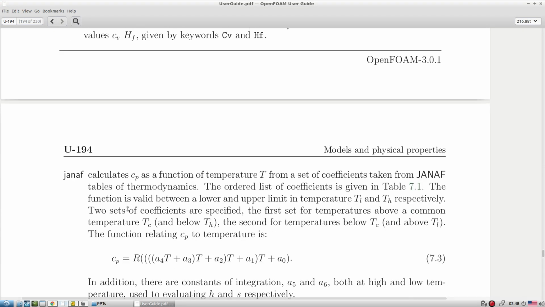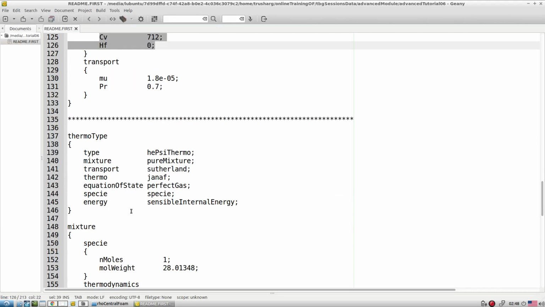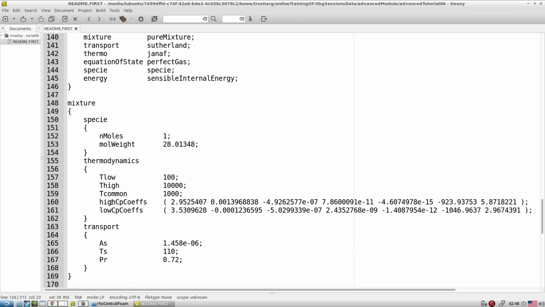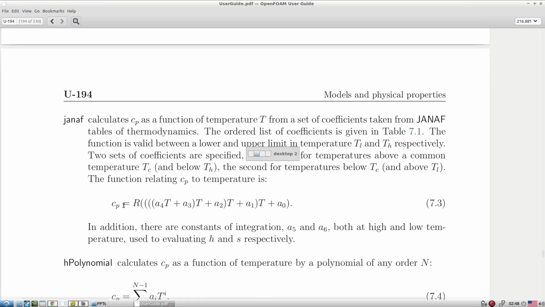Then we have a janaf, some particular functions, so it depends on different constants. When you have a janaf, then definitely you require all these coefficient values. So when you are working with this, high Cp coefficients, low Cp coefficients, all this you have to specify as a thermodynamic property. So these few values are required when we are working with different classes of thermo.